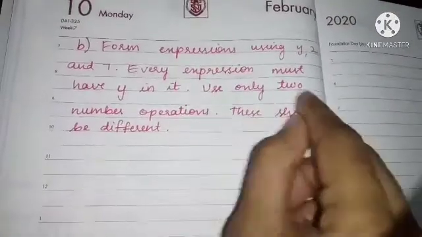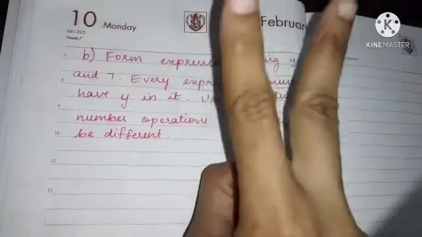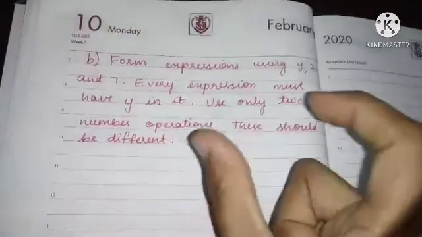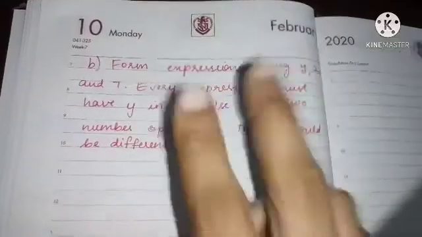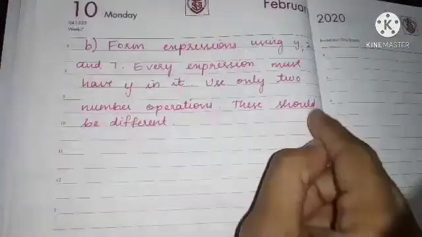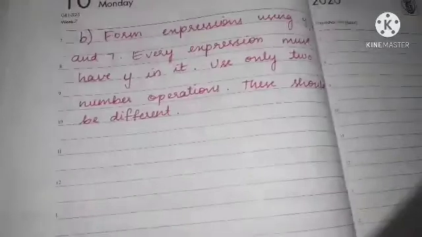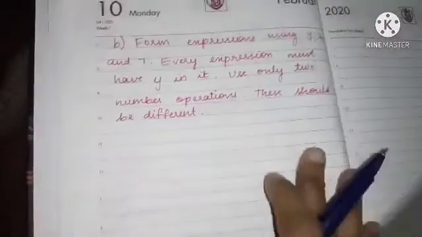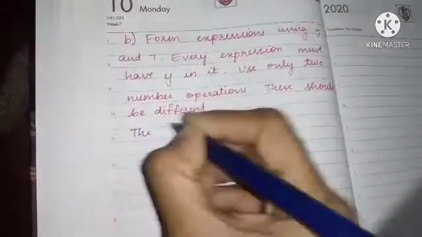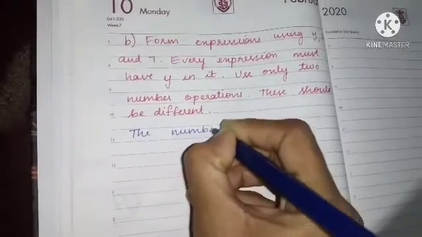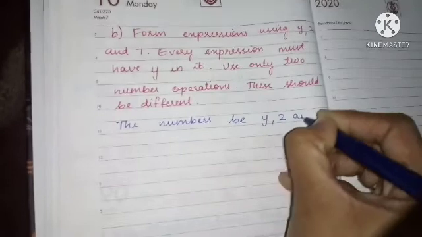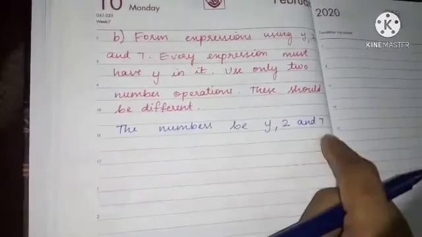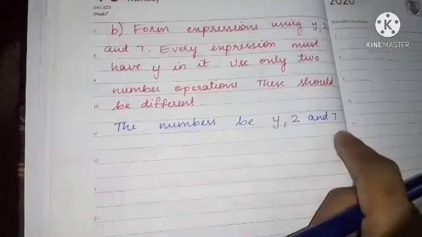Use only two operations, which means two operations you can use here. In the last problem we had to use only one operation. Here we can use only two operations, so these must be different. Now we are going to start. What are the numbers actually? The numbers are y, 2 and 7.